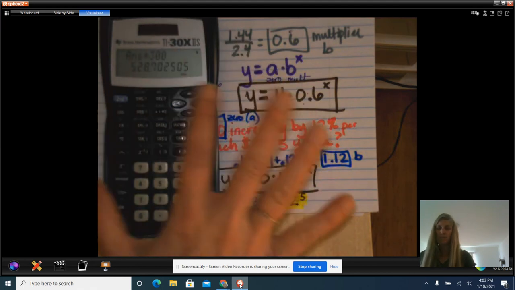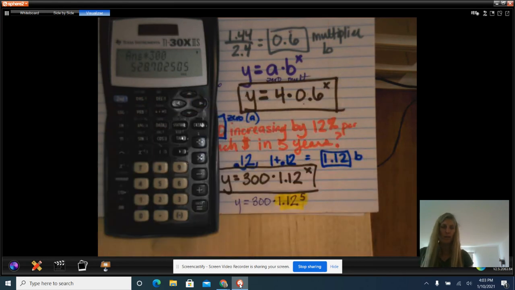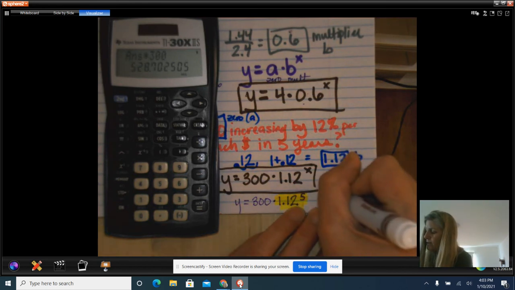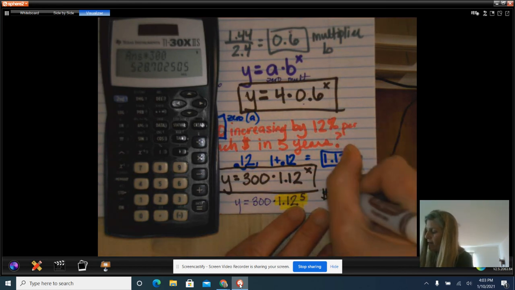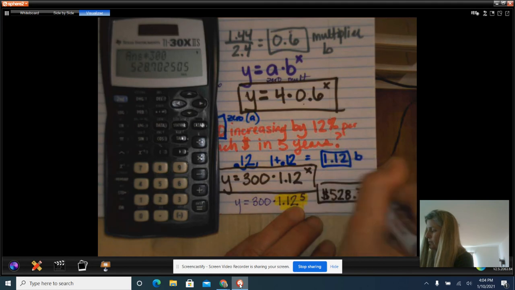Now, because this is money and we know it's money, I'm going to go ahead and round it to make it look like money. So I'm going to go 2 to the right of the decimal point. So this tells me that in 5 years, I will have $528.70 in my savings account.